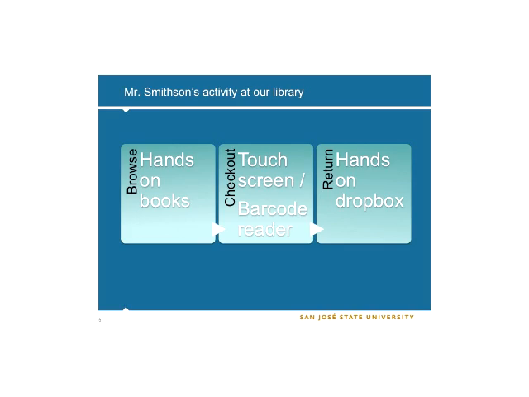Smithson's interaction with our library is pretty brief and pretty simple, and probably even more similar to the majority of our public library patrons. He browses books with his hands on the books. He touches the touch screen, doesn't even type anything, and he uses the barcode reader to check out his book. And he returns. It's a hands-on Dropbox. Again, it's a completely physical interaction with the library. So he's a pretty typical kind of patron.